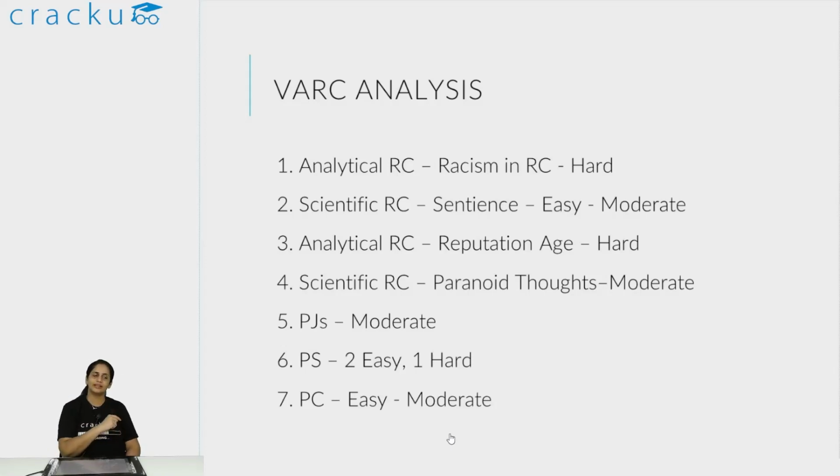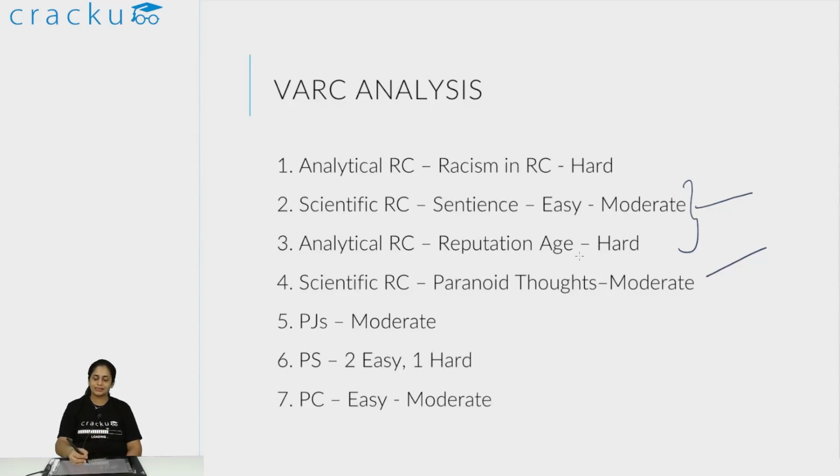In DC1, the RCs were fairly simple, they were not that difficult. Here, the RCs were difficult. There were two difficult analytical RCs, and the two scientific RCs were easy moderate, they were fairly doable. It was deterministic, there wasn't a whole lot of subjectivity involved, so I felt that you should have scored well in both of these scientific RCs.